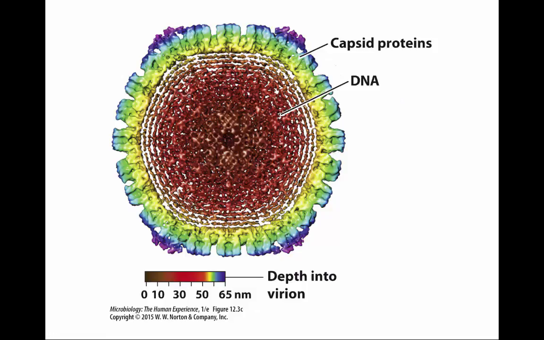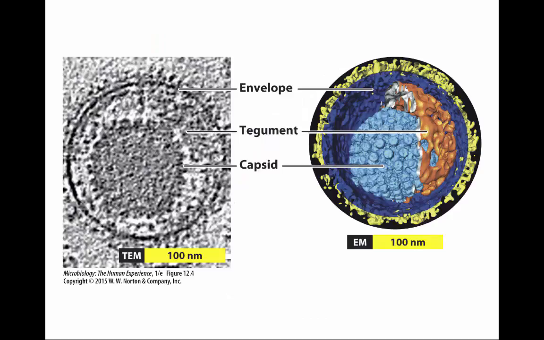Here's another look at that. If we look at a cross section, we can see the capsid proteins arranged along the outside and the DNA inside. So this is the basic form of a virus: a genome that's wrapped in protein. In this case, it's a DNA genome, and our virus capsid is arranged in an icosahedral shape. So that's our first shape.